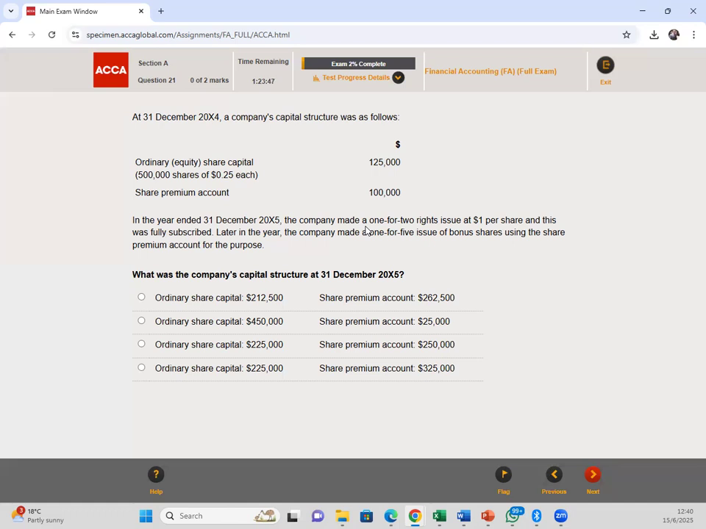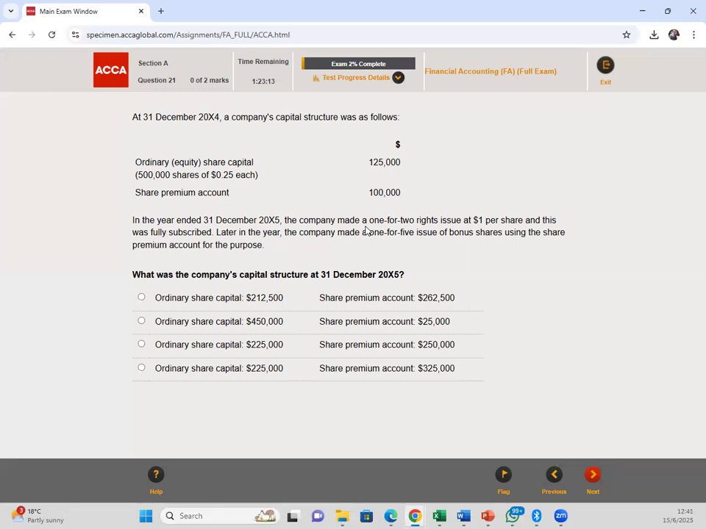So in the year ended 31 December 20X5, the company made a 1 for 2 rights issue. The question was, what was the company's capital structure at 31 December 20X5? Okay, so in this case, we need to make the relevant adjustments here.